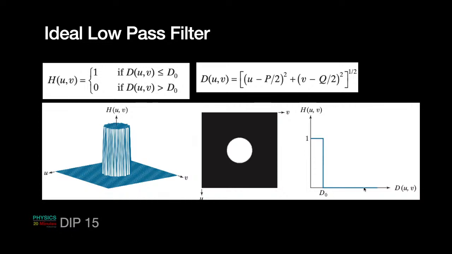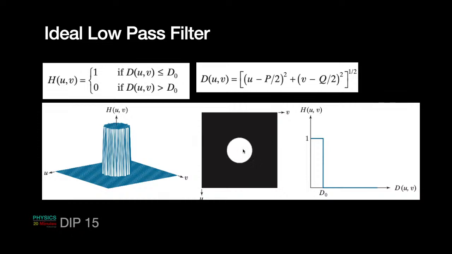The big question is, what decides D0? D0 is decided by the user. You have to decide how big a filter you want to apply. If you shift D0 out, the circle becomes bigger and a lot of frequencies are retained. If you apply a very small D0, then very few frequencies will be retained.